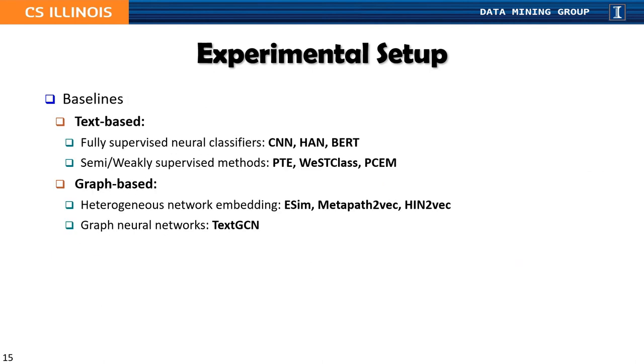We evaluate the performance of MetaCat against both text-based and graph-based benchmark approaches. For text-based baselines, we have fully supervised neural classifiers, including convolutional neural networks, hierarchical attention networks, and BERT, and semi-supervised or weakly supervised methods, including PTE, WeSTClass, and PCEM. For graph-based baselines, we have heterogeneous network embedding approaches, including ESim, Metapath2Vec, and HIN2Vec, and graph neural network models, including TextGCN.